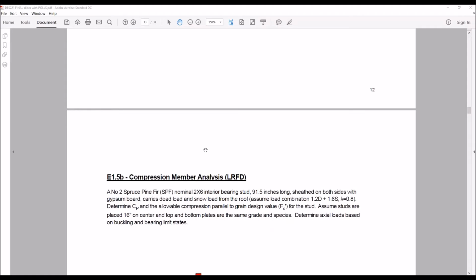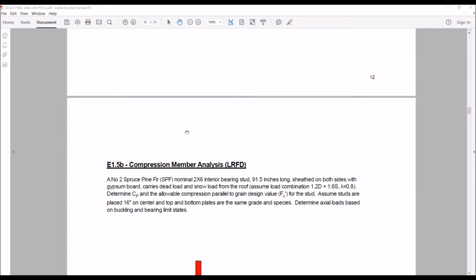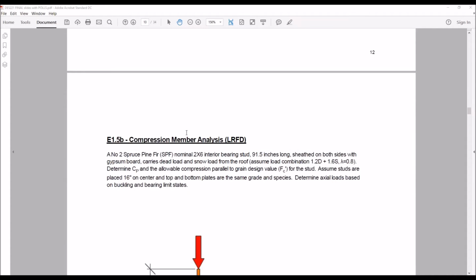So that last example was in allowable stress design, or ASD.